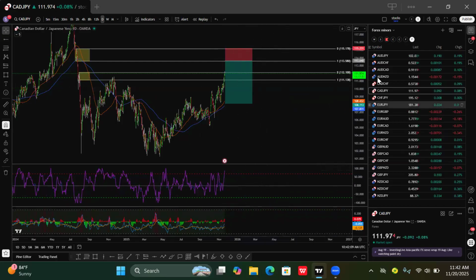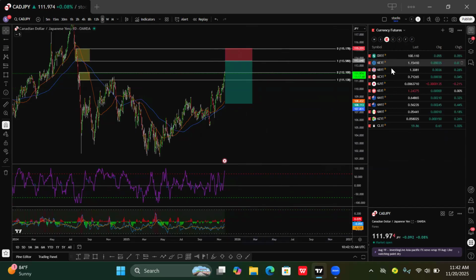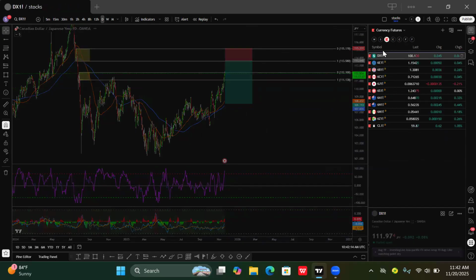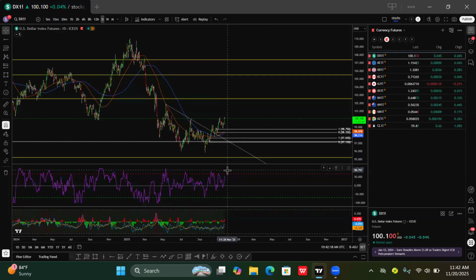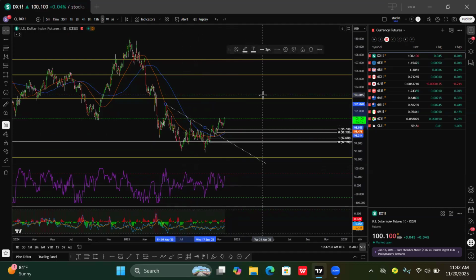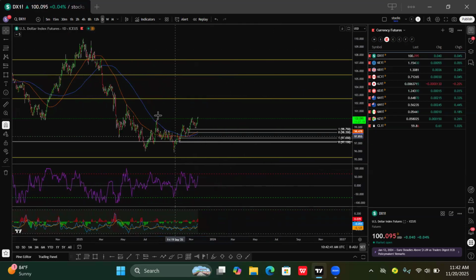Since I like using futures, let's go to the futures chart. Let's do dollar against yen. It's close to overvalued territory, not really overvalued against the yen, but quite close. Here we go, overvalued. So here also we're very close to those overvalued readings. So that's on the futures chart.